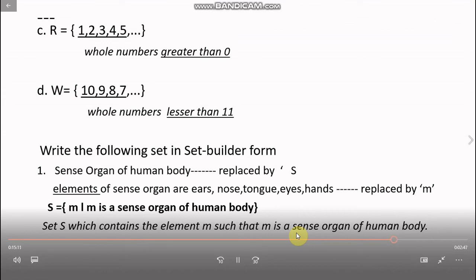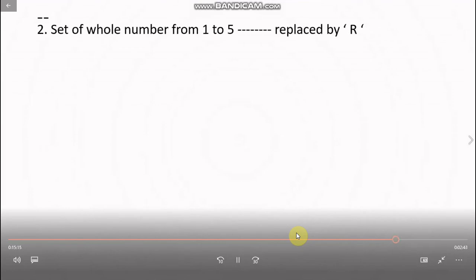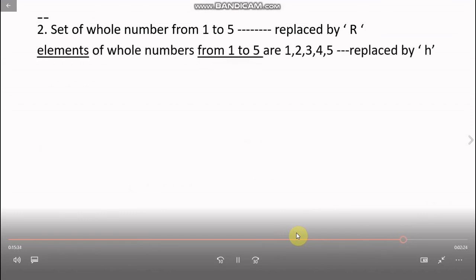Next, example number 2, set of whole numbers from 1 to 5. We will replace this set statement with capital letter R. Can you identify the numbers from 1 to 5? Yes, of course. 1, 2, 3, 4, 5. These numbers 1, 2, 3, 4, 5 are the elements of the set. Therefore, we will replace them with letter H.